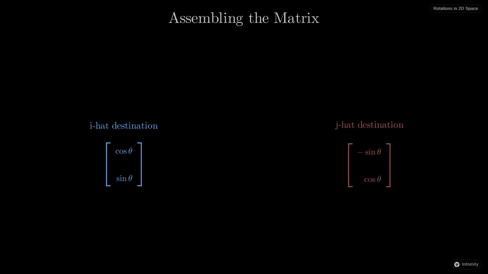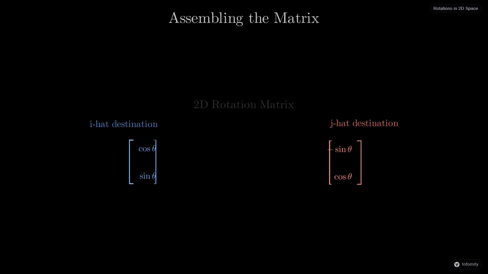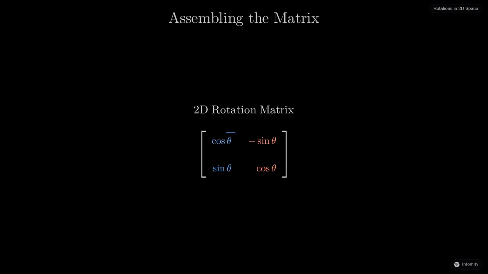Now we assemble our masterpiece. First, we take the destination of i hat and place it as the first column of our matrix. Then, we take the destination of j hat and place it as the second column. Together, they form the complete standard two-dimensional rotation matrix, making its structure feel entirely natural.